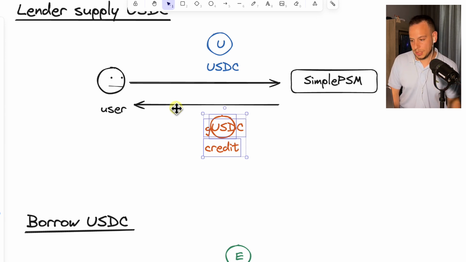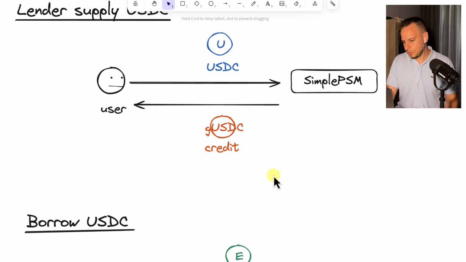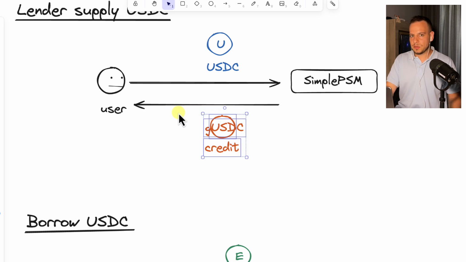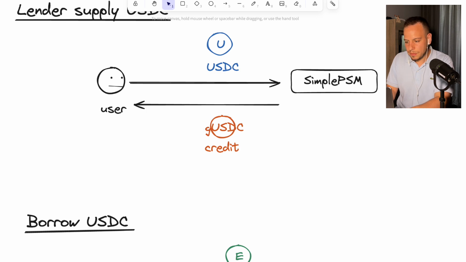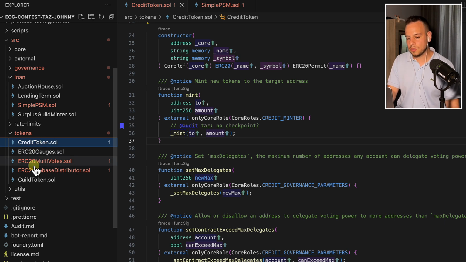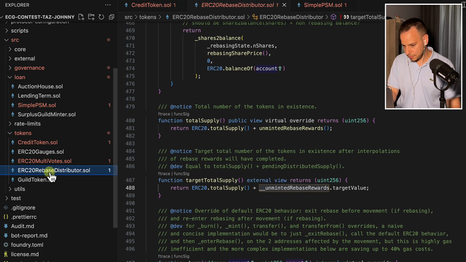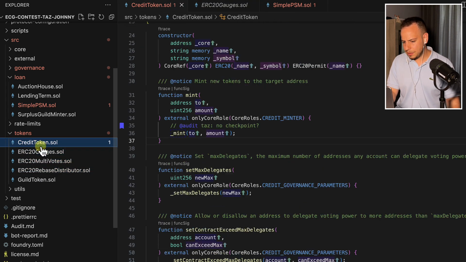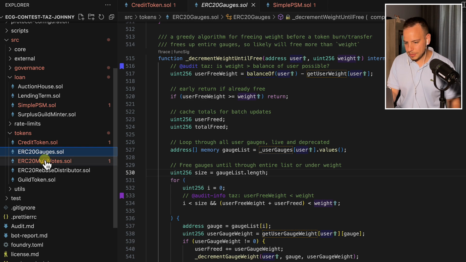That's what rebasing means. If you're familiar with Wonderland Time and Olympus DAO, I think they were the first ones that introduced rebasing tokens, or maybe there were other protocols before, but these were the big protocols back then in DeFi summer 2020, 2021. So that's simply what rebasing means: you have more and more tokens in your balance, and this is how you get interest, yield farming, staking yields. So what's important to remember and understand is that this credit token is a rebase distributor token. Is that clear so far? And the guild token is gauges and multi-votes.